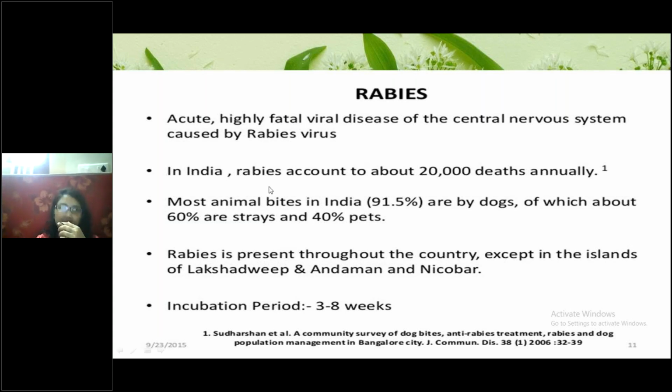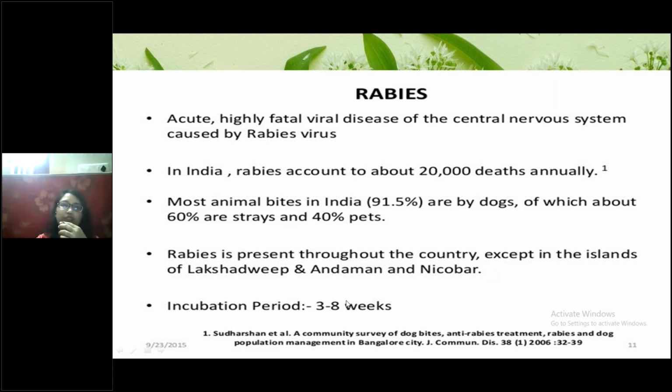And in India especially, rabies accounts for many deaths, up to 20,000 deaths annually. And many bites in India are by dogs, out of which 60% are strays and 40% are pets. And rabies is present all throughout India except in the islands of Lakshadweep and Andaman and Nicobar. And there is an incubation period of about 3 to 8 weeks.